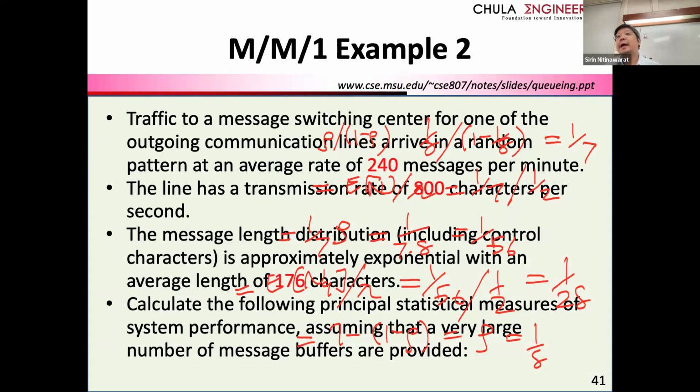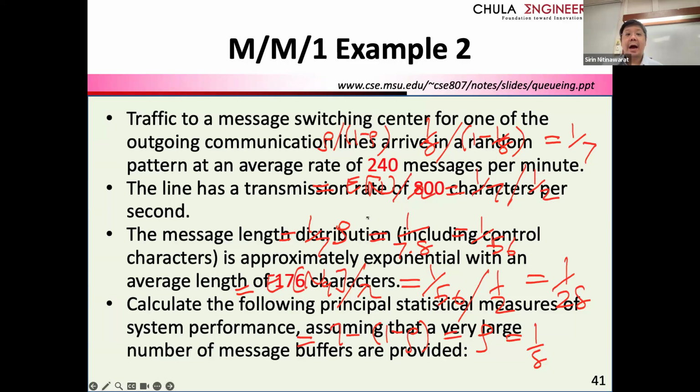Okay, another very straightforward example, clouded by just jargon, right? So here is the example of messages incoming to a communication line. Okay, the incoming rate is 240 messages per minute. Okay, the outgoing rate is 8,000 characters per second.